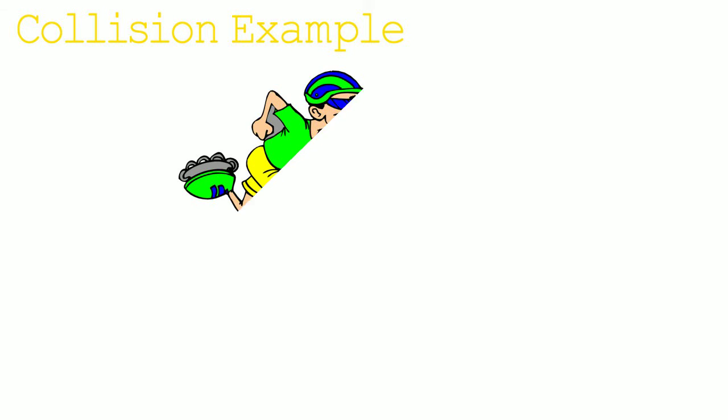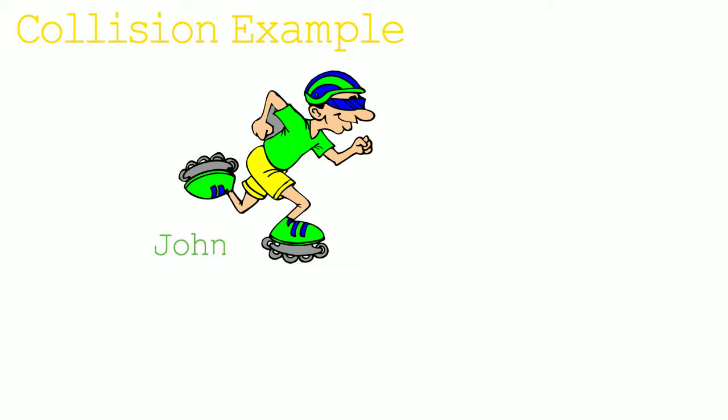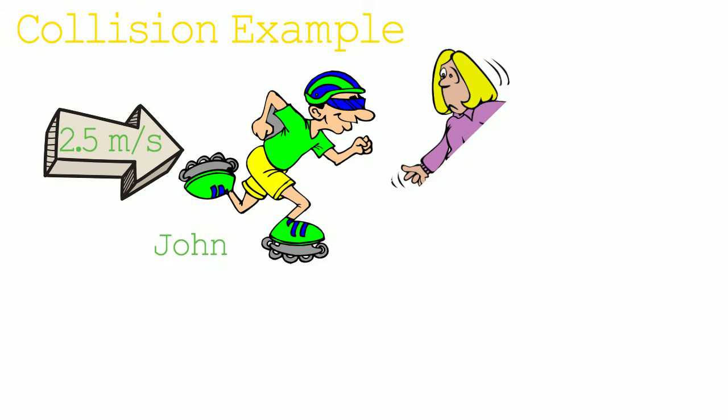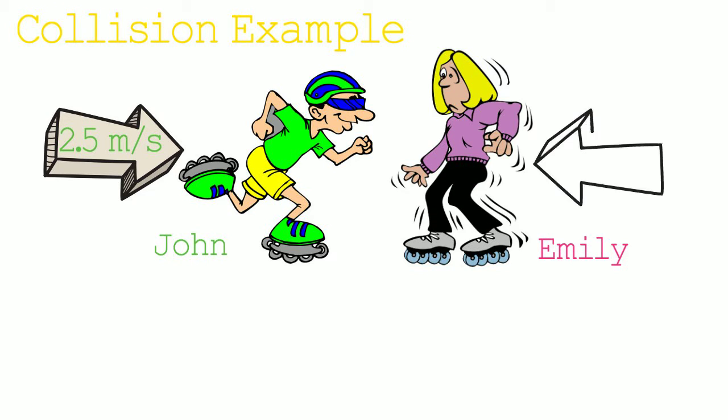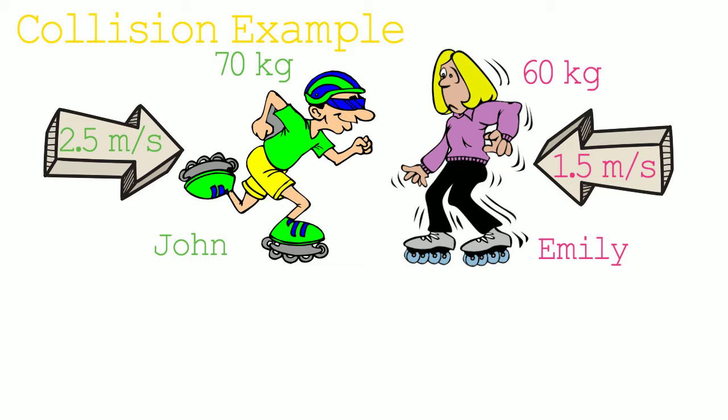So let's suppose that we have two rollerbladers that are approaching each other. John is approaching from the right with a speed of 2.5 meters per second. Emily is approaching from the left with a speed of 1.5 meters per second. John has a mass of 70 kilograms and Emily has a mass of 60 kilograms. What is the momentum after the collision?